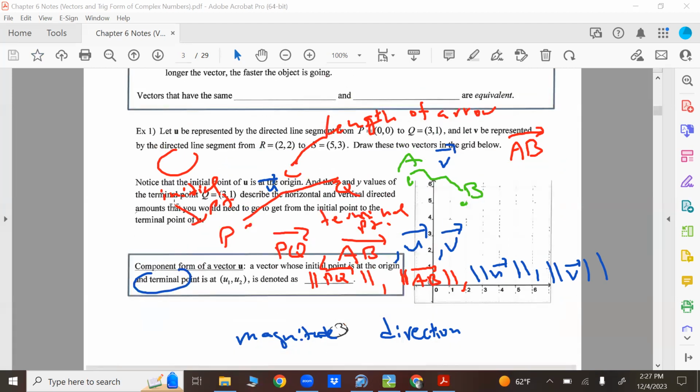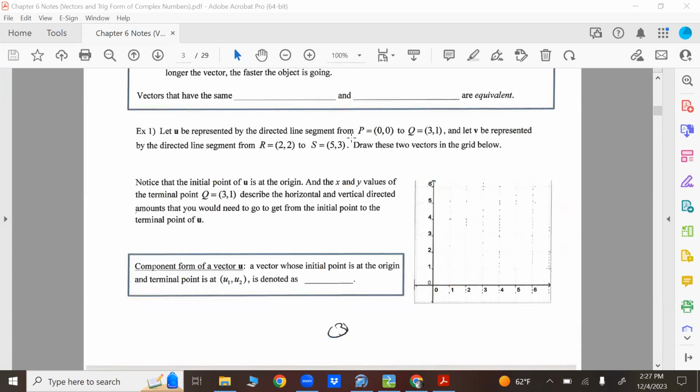Okay, example one. So U represents a vector, great. This is going to contain the points P and Q. V will be another vector. It will contain the points R and S. Let's draw them. Okay, it's not that hard, guys. It's actually really, really easy. Just plot 0, 0, plot 3, 1, and draw an arrow. That's it. That's PQ.